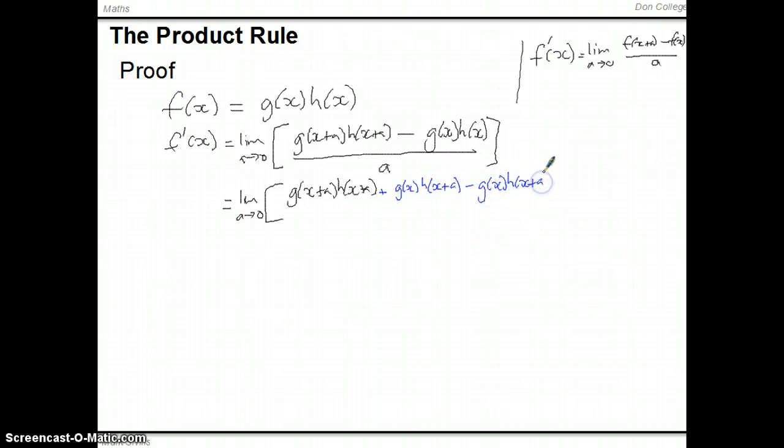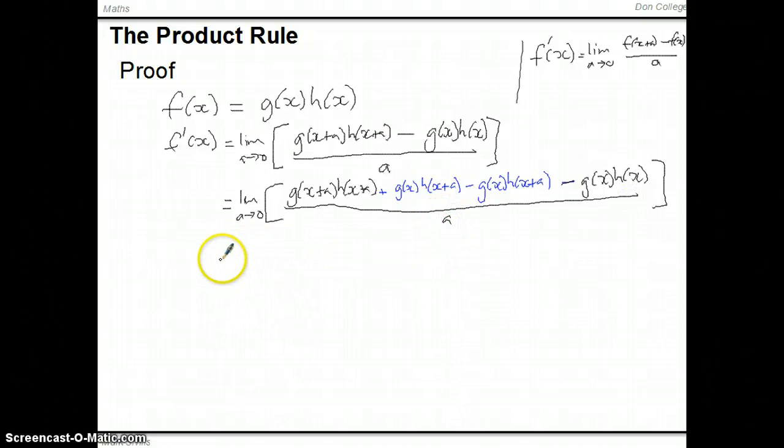And you might be thinking, well, hang on a minute, why are you doing that? Adding something and then taking it away is surely not going to change anything at all. And you're right, it doesn't change the value of it, but it does help me group it in a different way, and I'll show you what I mean by that now. And that's all divided by a.